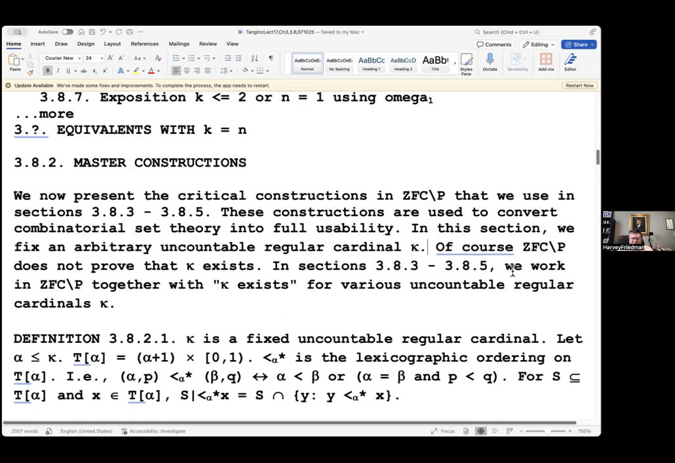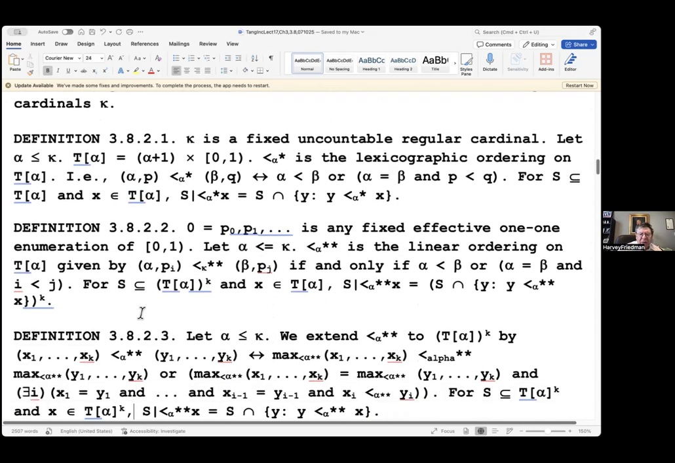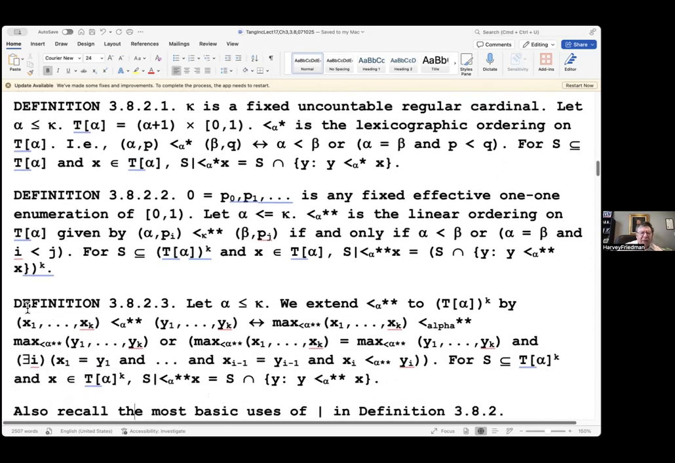Yeah, sections 3 through 5, we work in ZFC minus power set with kappa exists for various uncountable regular cardinals. Kappa is a fixed uncountable regular cardinal. And then we have these spaces.